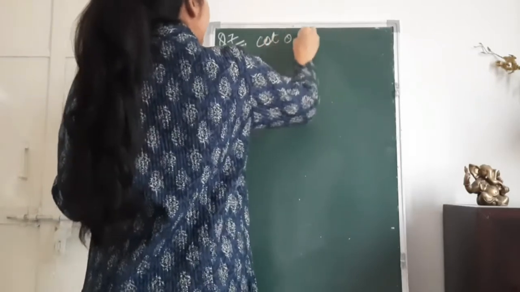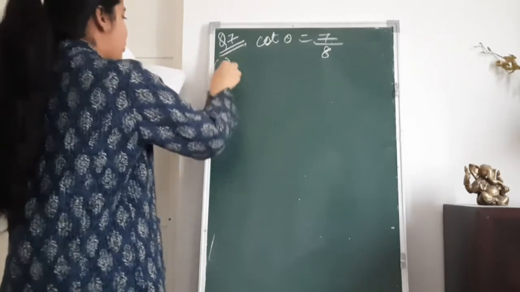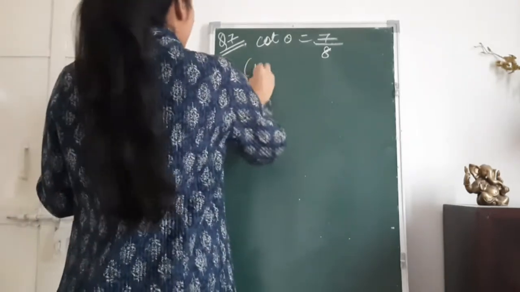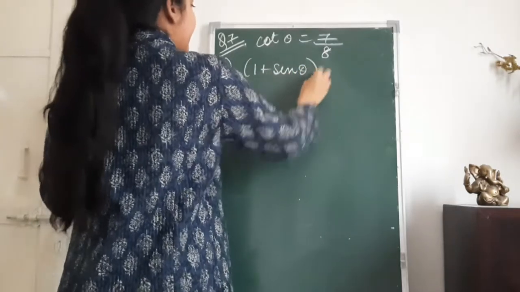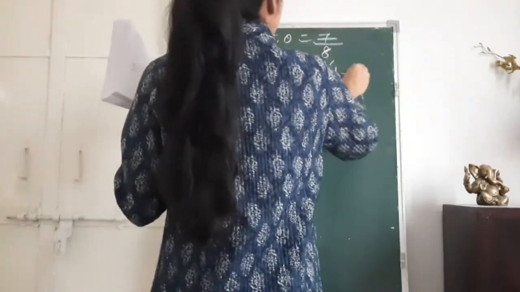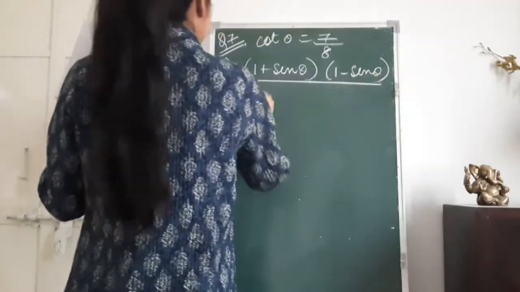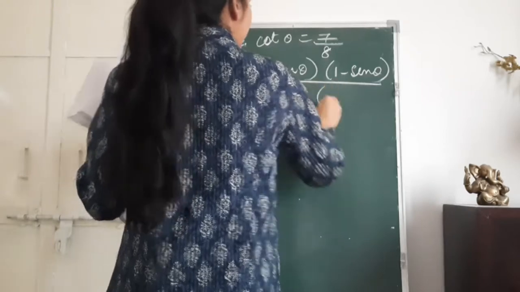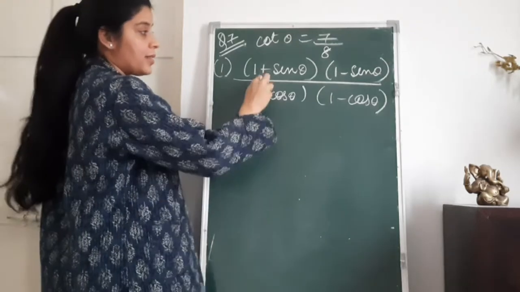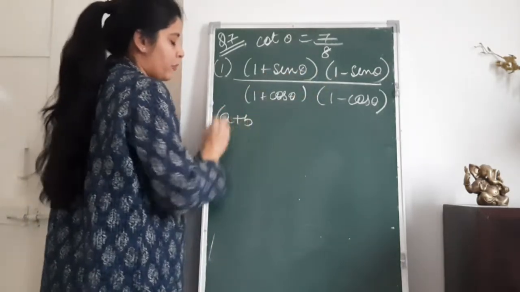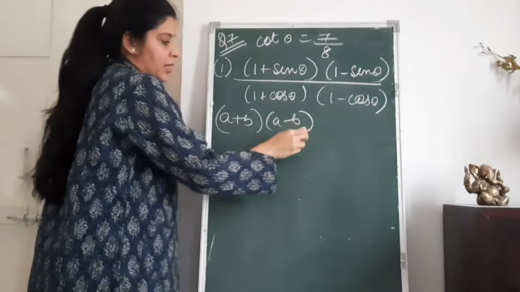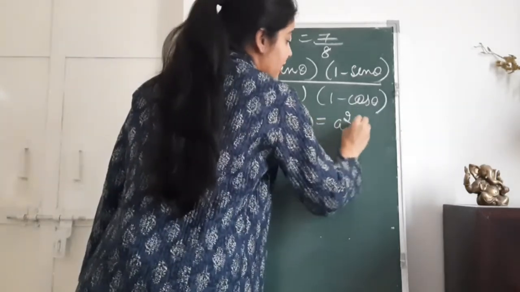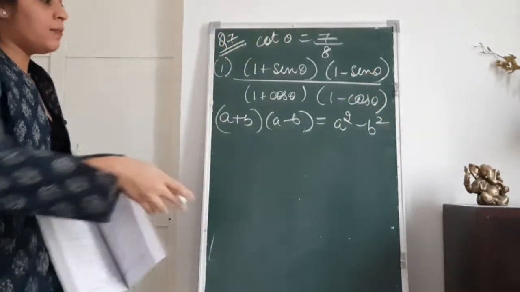Given is cot theta is equal to 7 upon 8. I have to evaluate, first, (1 plus sin theta) into (1 minus sin theta) upon (1 plus cos theta) into (1 minus cos theta). Let's see how we proceed. Can I say that (a plus b) into (a minus b) is equal to nothing but a square minus b square using our identity?